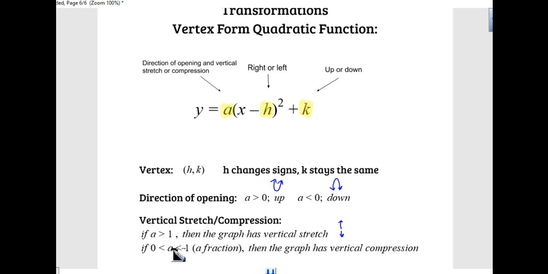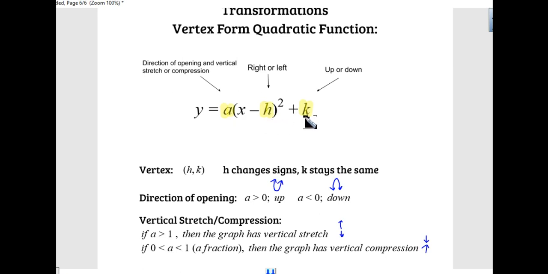If the a falls between 0 and 1, that makes it a fraction, or it could be a decimal also, like 0.5 or 1/2. In this case, you're going to see a vertical compression. So think about that same piece of gum. If instead of stretching it, we decided to squish it between our fingers, what would happen to that gum? It would get flatter and wider. Same thing occurs in our graph. So the a tells us some important things.